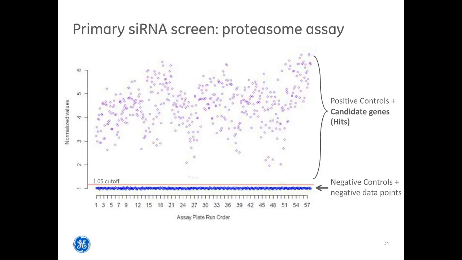So shown here is the EGFP fold increase values from the primary screen, where the purple data points are positive controls and candidate hits, and the blue are negative controls and genes that were negative in the assay. So our primary screen was run with both siGenome and OnTarget Plus SmartPool siRNA reagents, and then we carried out additional confirmation with all 8 individual siRNAs that are components of the pools.